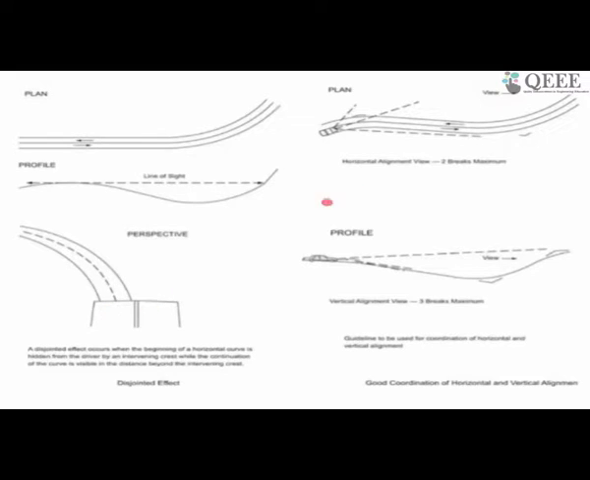This should be avoided. The good practice of designing is that in the horizontal, in a clear view, there should not be more than 2 breaks, meaning 2 curves, and in the vertical there should not be more than 3 breaks or 3 curves, like here is 1 break, here is another break, here is another. If you follow this, the road is going to be pleasant and nice.